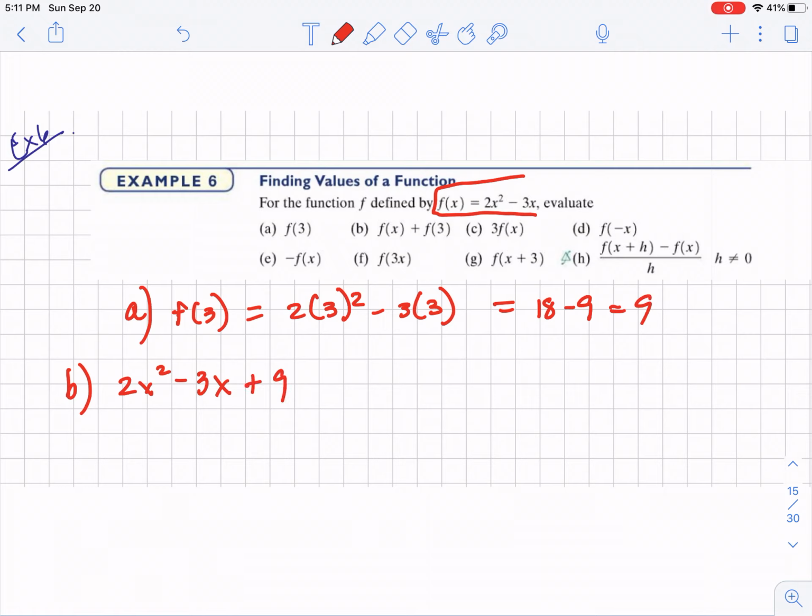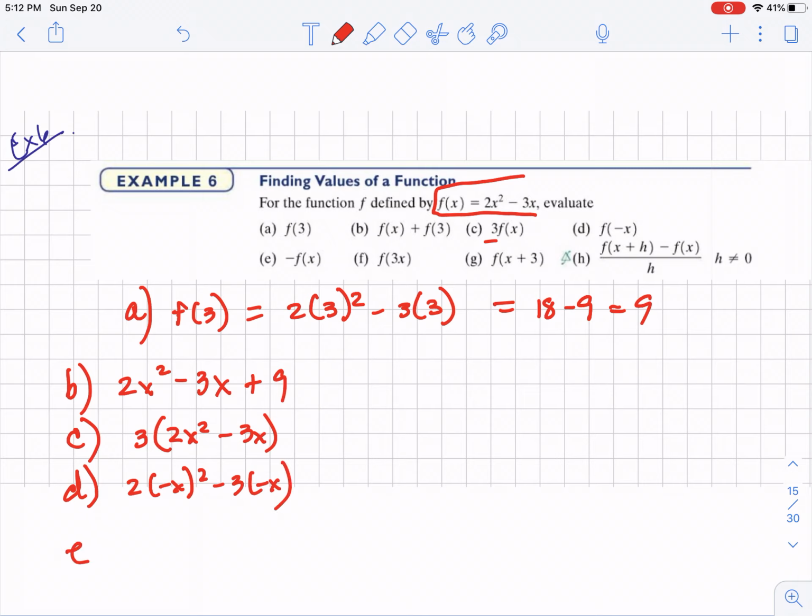If you were going to have a 3 times f of x, you would just multiply. That means you're just basically multiplying. So c is going to be 3 times 2x squared minus 3x. So, of course, you would then distribute the 3. D, you're just going to substitute in a negative x for x. So it's going to be 2 times negative x squared minus 3 times negative x, and simplify it from there.